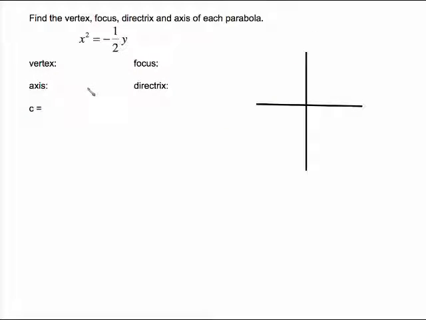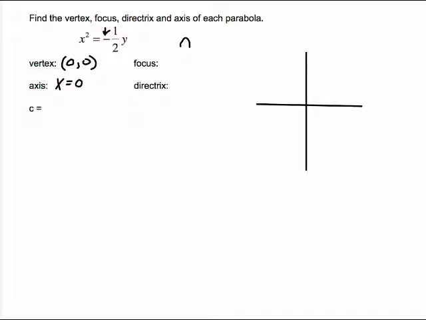Same set of directions, and notice right off the bat that this coefficient right here is negative. That means that this parabola will be upside down. The other thing you'll notice is that there are no parentheses with x and y, which makes our vertex 0, 0. And the axis of symmetry is x equals 0.